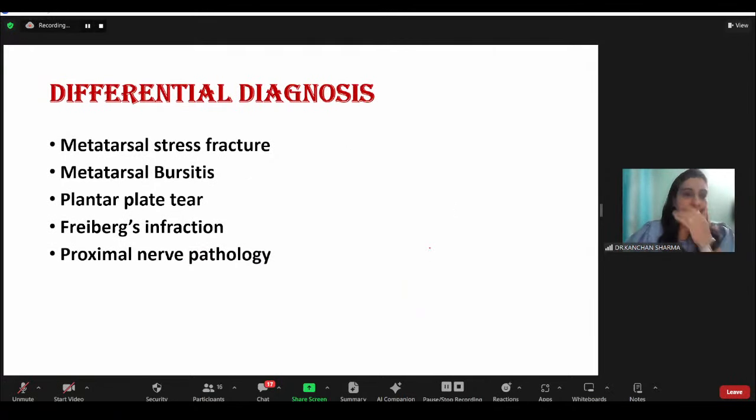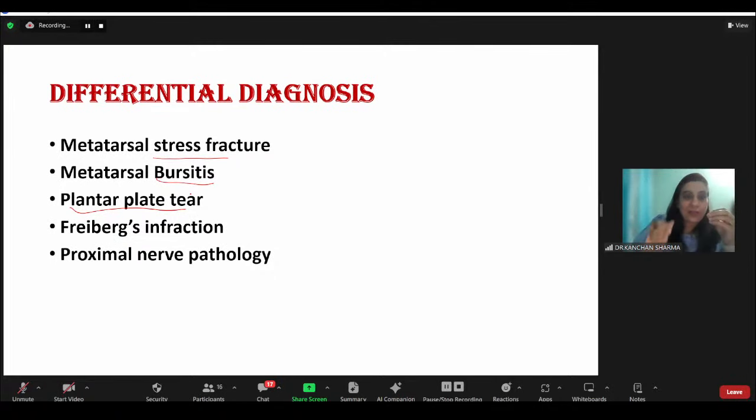Now, what are the differentials? You can have a metatarsal stress fracture. Here also ultrasound will be very much helpful. Even before you have the appearance in the radiograph, you can very well see the periosteal reaction. Right. So these patients usually will be coming to you with metatarsalgia. And if you put your probe, you will be able to make out a nice periosteal reaction. Of course, if there are bursas, you can have a bursitis. Now, plantar plate tear also you can make out very well.